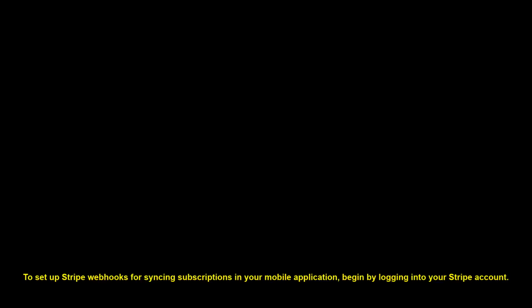To set up Stripe webhooks for syncing subscriptions in your mobile application, begin by logging into your Stripe account. Navigate to the Developers section on the left sidebar. Locate and click on the Webhooks option. Select the Add Endpoint button to create a new webhook. In the endpoint URL field, enter the URL of your mobile backend that will receive webhook notifications.